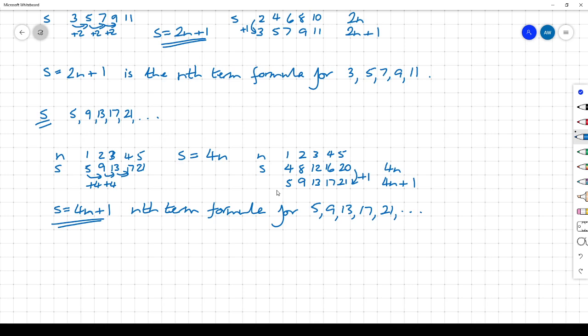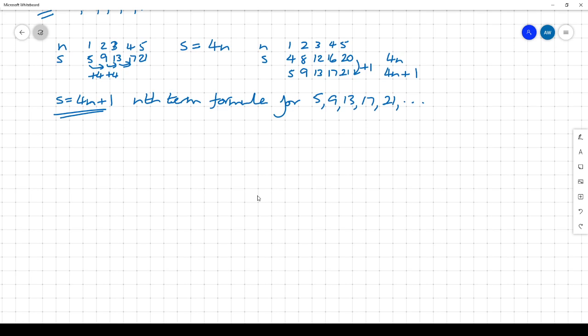Okay, one more. I want you to think of one more. Here we go. Last one. So here's a sequence. Call it S. We'll have 2, 5, 8, 11, 14, dot, dot, dot. What's the nth term formula that makes that sequence?